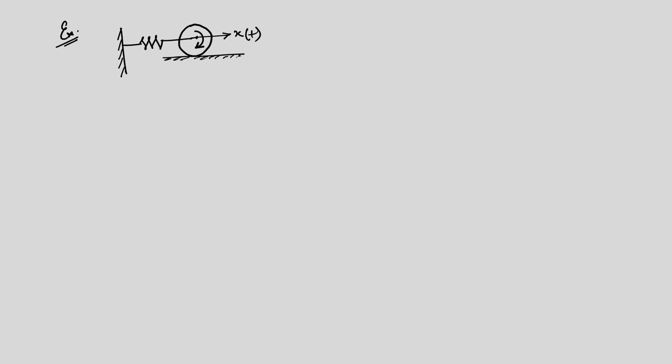Now, again there is no friction, and this wheel does not slip over the surface. So, in that case again what we have is total energy is equal to summation of kinetic energy plus potential energy. So, in this case again half m v square plus half k x square.